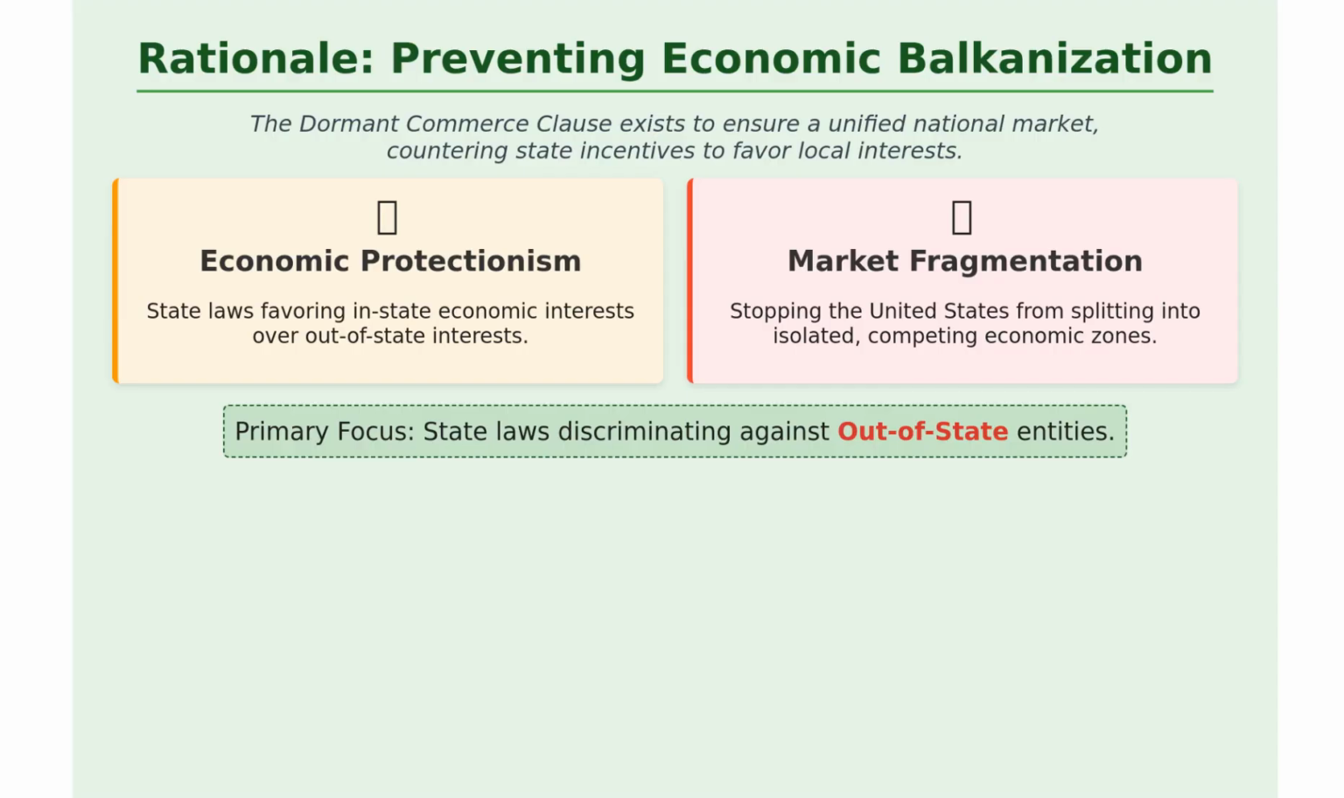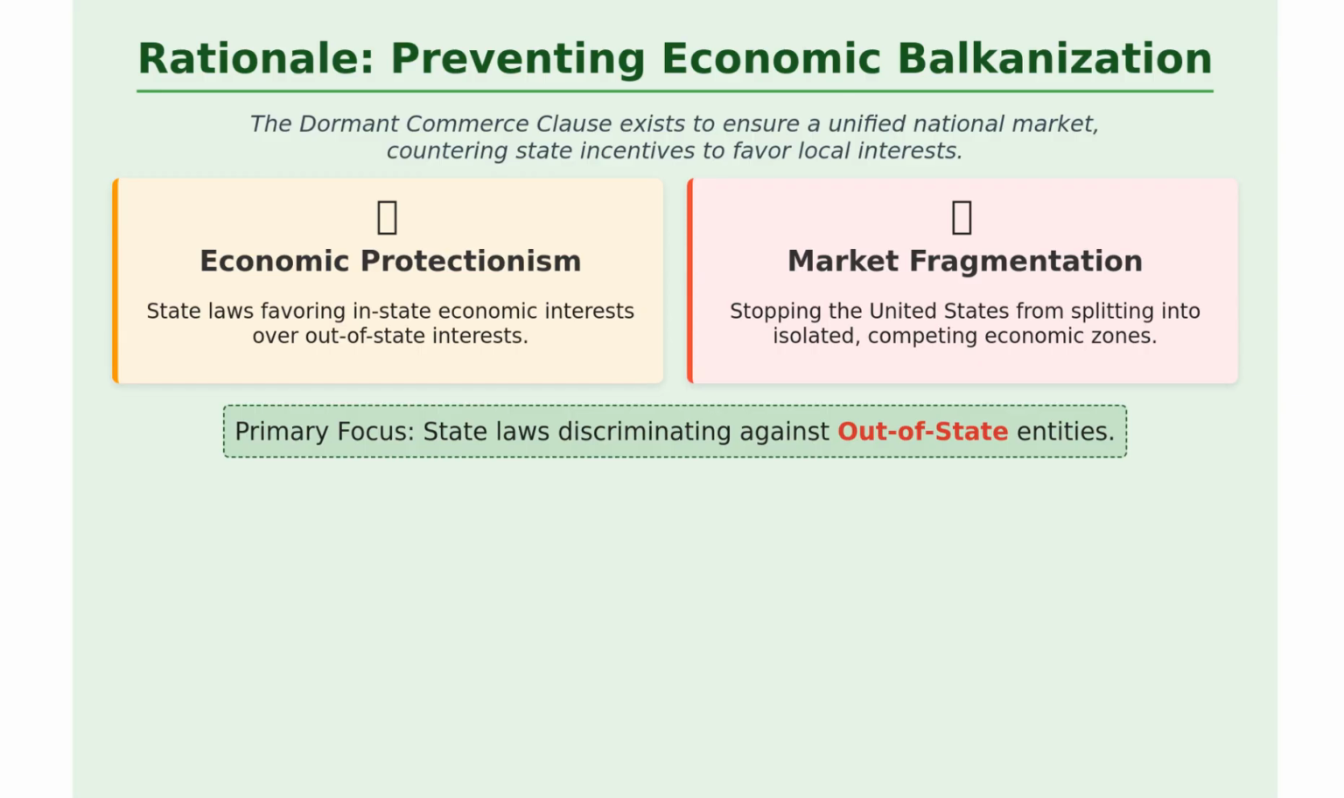Having established the source of the Dormant Commerce Clause, we must now examine its core purpose. Why did the founders intend for this implied restriction to exist? The fundamental rationale is twofold. First, to prevent economic protectionism, and second, to avoid national market fragmentation. States, left unchecked, possess a natural incentive to pass laws that benefit their local businesses and residents at the expense of those outside their borders. This tendency toward favoring in-state economic interests over out-of-state interests is precisely what the Dormant Commerce Clause seeks to outlaw.